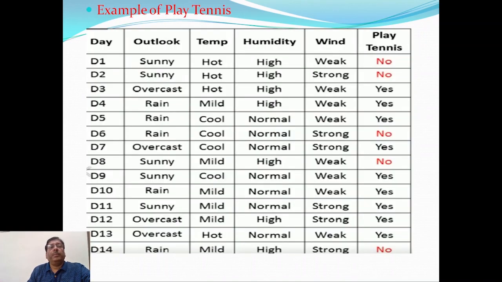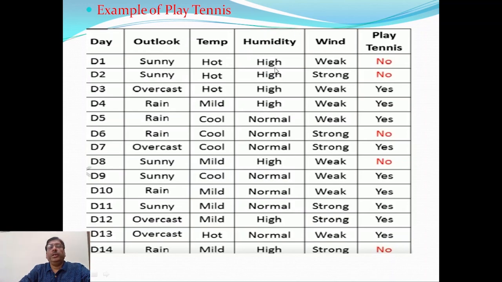So let's go with an example wherein there is a data set given containing 14 examples, and in this you have four different attributes. The final attribute called play tennis is the target variable. Now these four different attributes have values. The outlook attribute has values like sunny, overcast, and the possibility is it can also have the value rain. Similarly, for temperature, the value can be hot, mild, cool, and so on.